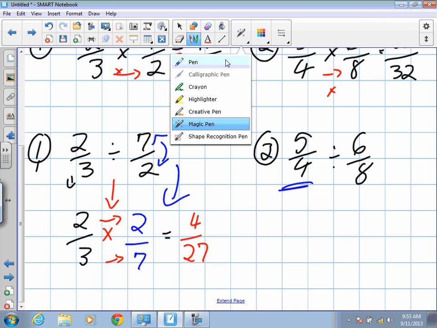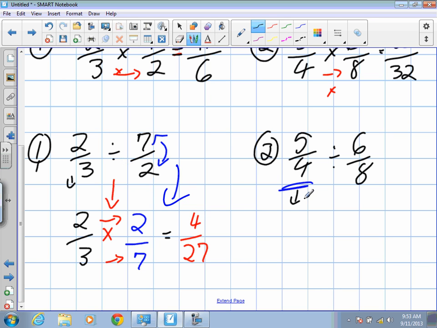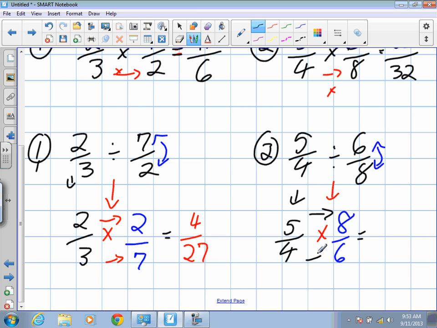I'm going to keep the same first fraction. I bring it down, 5 over 4. This then becomes a multiplication question. We invert the second fraction, so it becomes 8 over 6. And then we just multiply straight across. So we get 40 over 24.